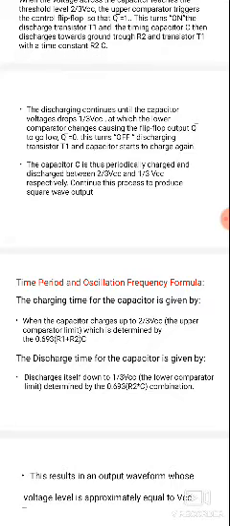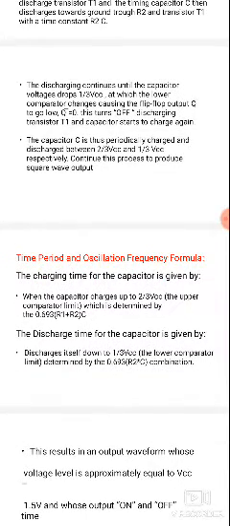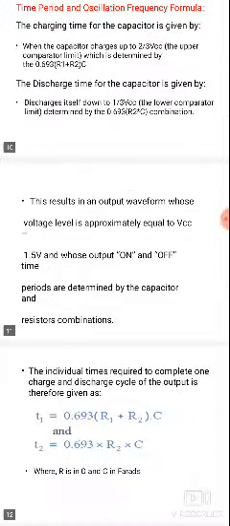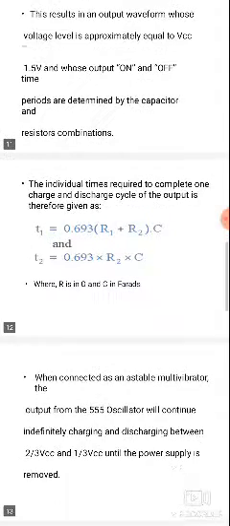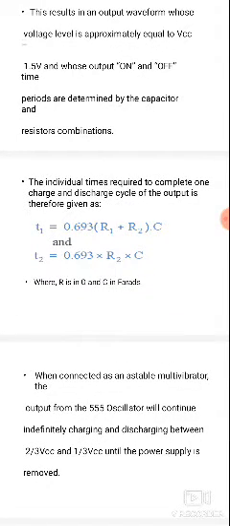Next, the charging time value is given as 0.693 into R1 plus R2 into C. R1 and R2 are the two resistors used for charging the timing capacitor. Next, the R2 resistor is used for discharging. Next, the on and off periods: the output waveform depends on the on and off periods. First, T1 is equal to 0.693 into R1 plus R2 into C, and T2 is equal to 0.693 into R2 into C. Here R is resistance, whose unit is ohms, and C is the capacitor, whose unit is farads.